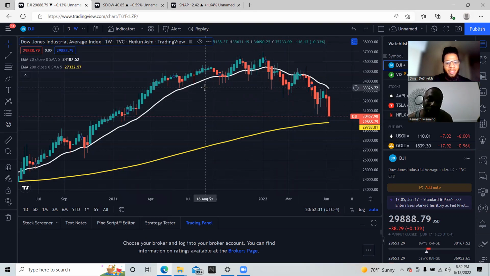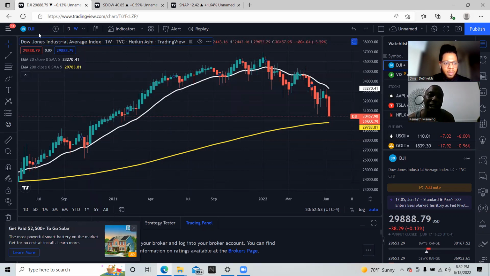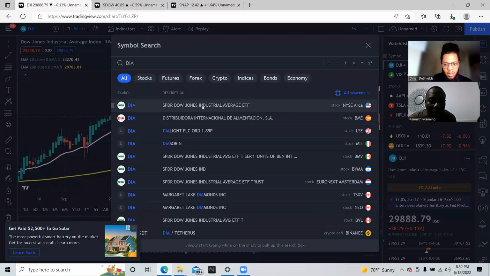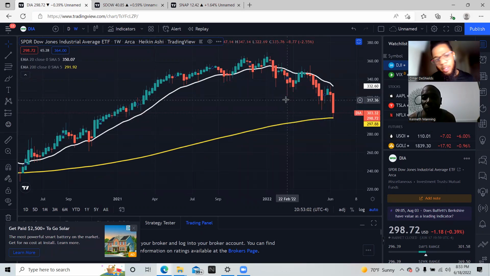So right here is another one, the Dow Jones index. Is the Dow Jones an ETF too, or just the index? The one you got right here is the index. You can see the price on the side, it's the actual index at 30,000. The ETF will be like 300, about a hundredth of that. I think it's DIA, the Spider Dow Jones. You see, now it's only 300, as opposed to 30,000.